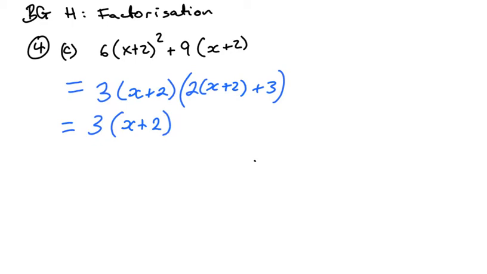3 outside of x plus 2. Make sure you distribute there, so I'm going to have 2x plus 4 plus another 3, which gives me 2x plus 7. That's all there is to it.